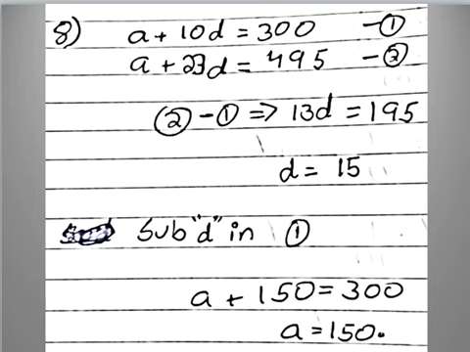That's my equation 2. And if I subtract equation 1 from 2, I will get 13d equals 195. Dividing both sides by 13, I get the value of d as 15. Now just substitute the value of d in equation 1. You are going to get a plus 150 equals 300, and a is 150. So that's our answer. His initial salary was 150, and his increment in his salary was 15 rupees per year.